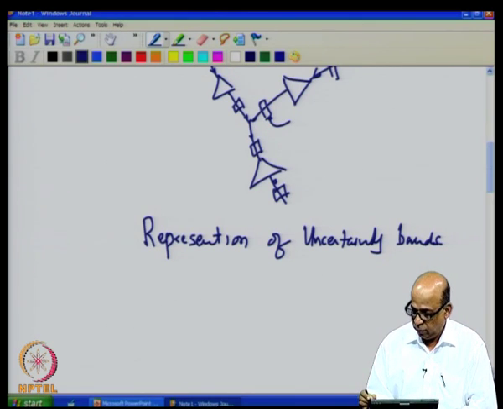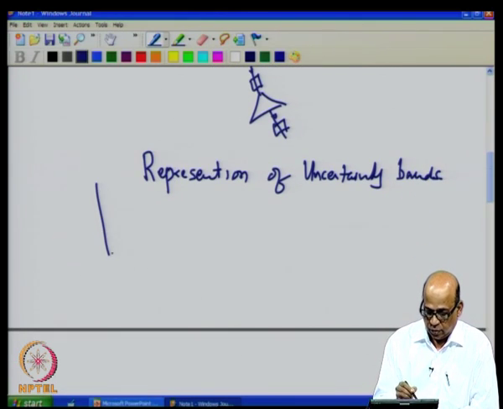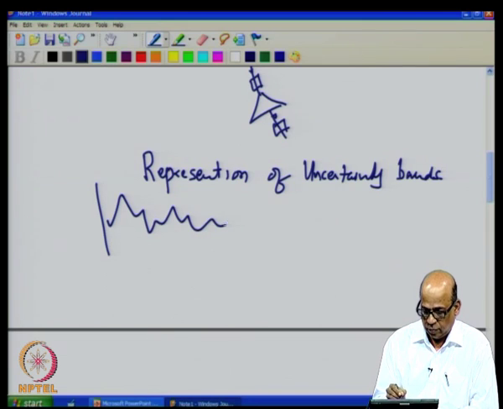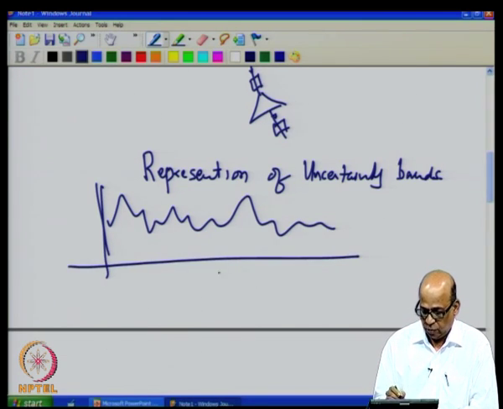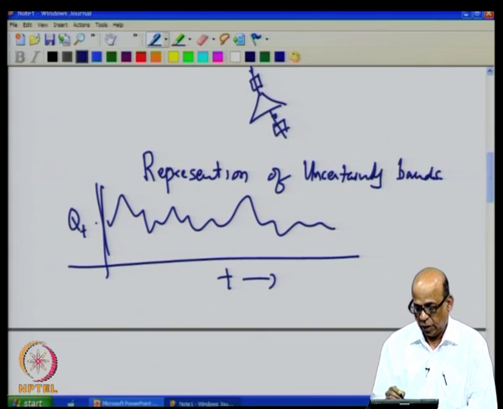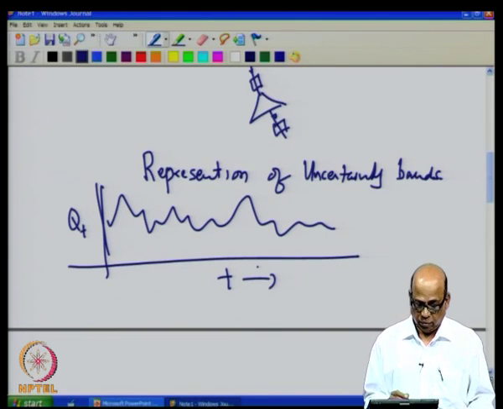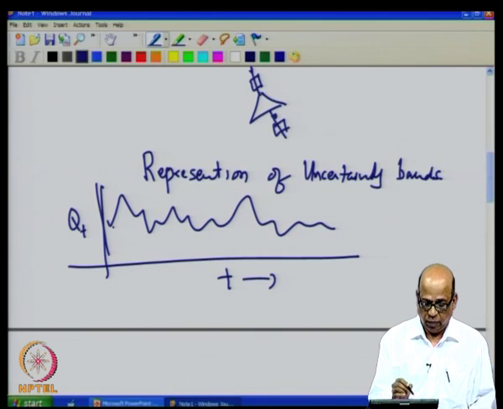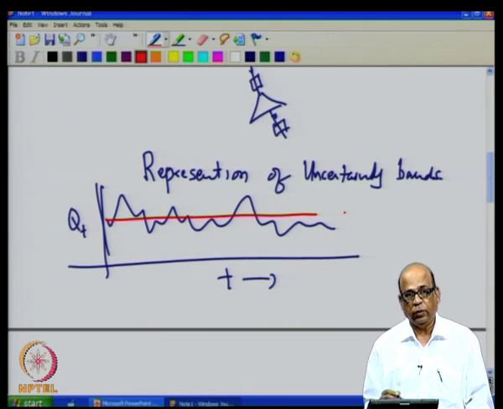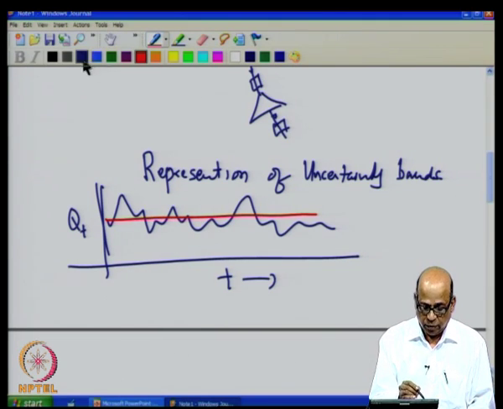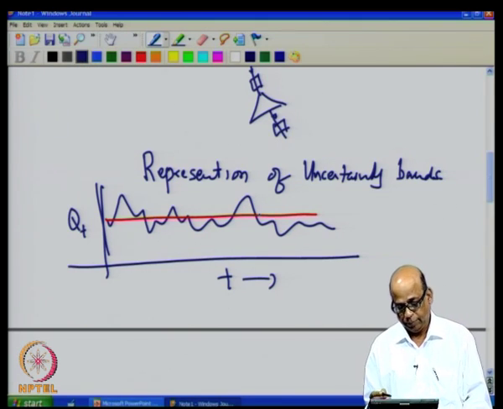Let us say you have a time series of flow for the last about 50 years. This is time and this is the flow. Let us say I say it is QT and this is typically 50 years or some such thing. Then you have a long term average flow like this, around which the actual flows QT are fluctuating.